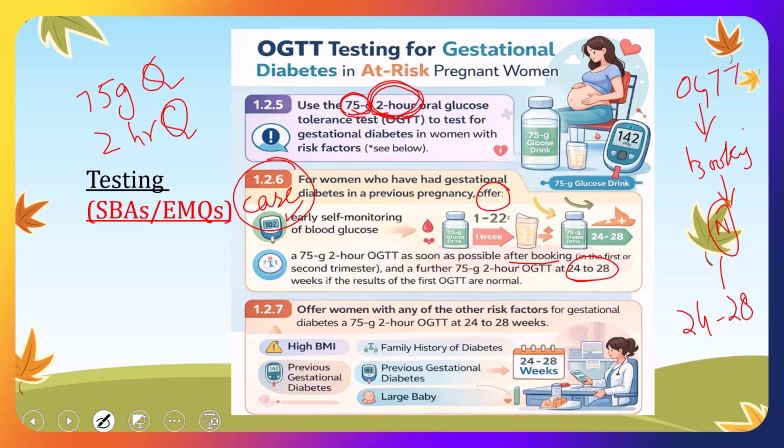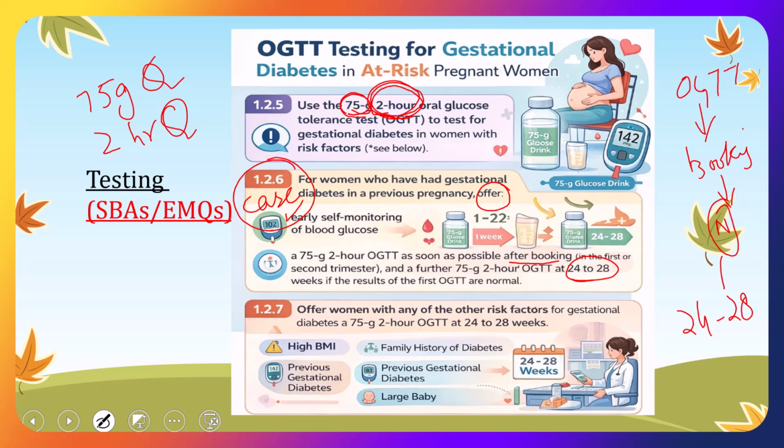So in this case, we are going to do it twice if the first one is normal, and if the first one is not normal, it is impaired, it is a high glucose level, then the condition is taken as a case of gestational diabetes mellitus till delivery. We are going to manage her in line with gestational diabetes mellitus.